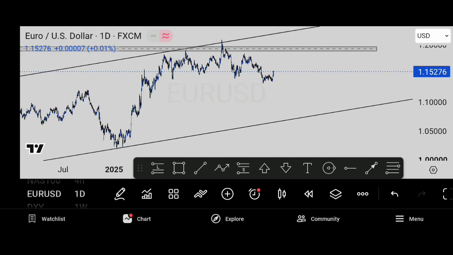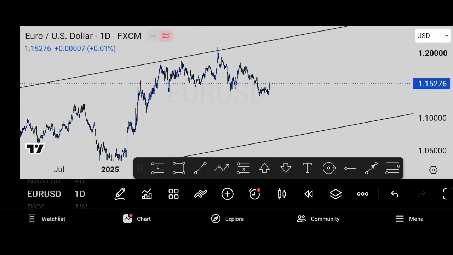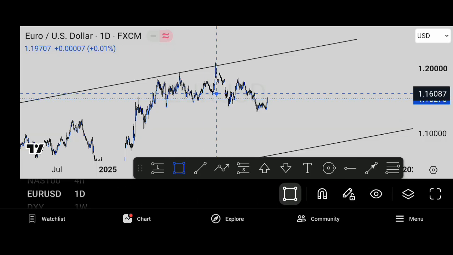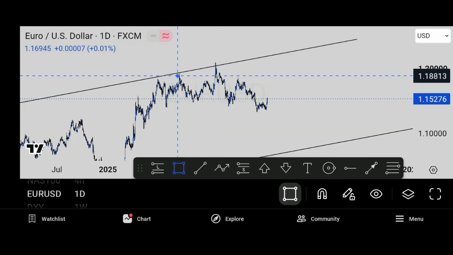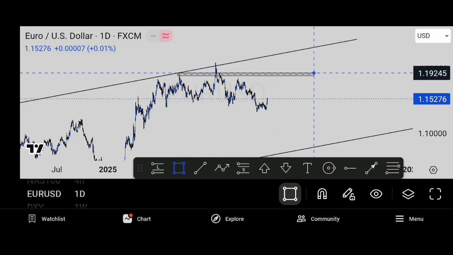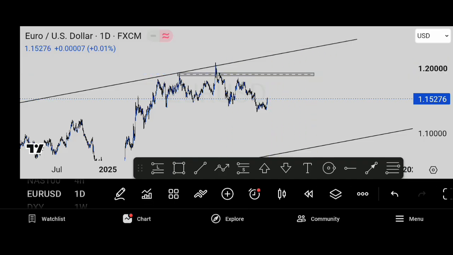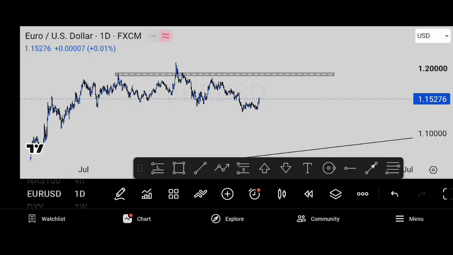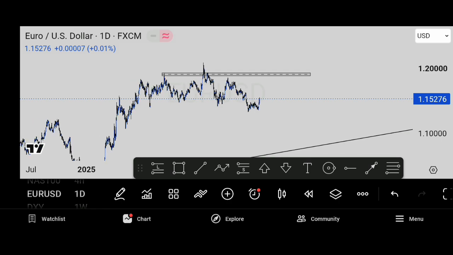So just to keep my charts clean, I'm just gonna delete this zone and draw like a new one. I'm gonna start it from this point and drag it all the way to this point. Alright, and also I'll delete this trend line at the top and fully focus on the current market price.